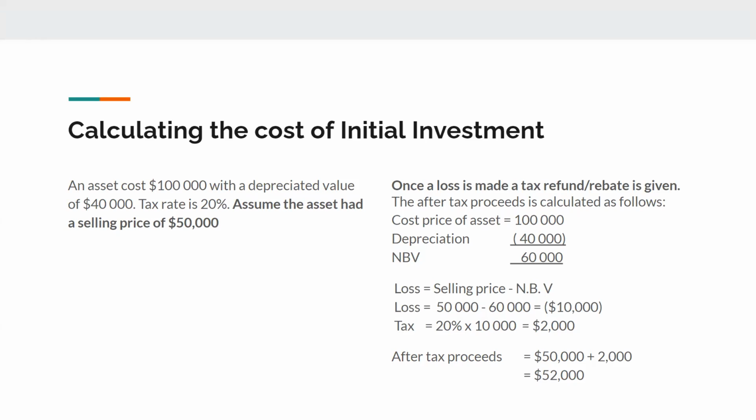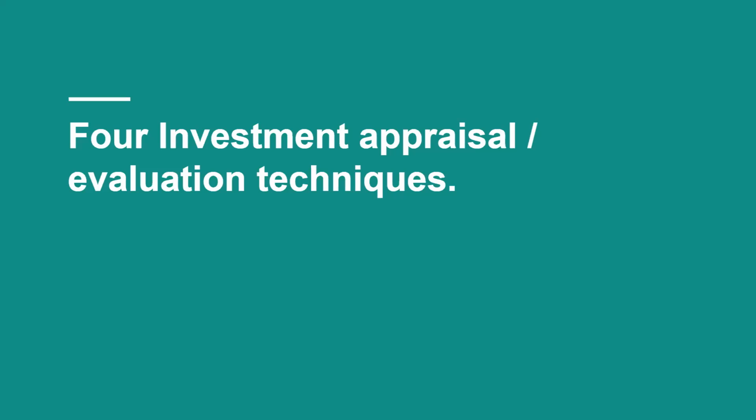20% of $10,000, right? That's the tax rate, is $2,000. Instead of subtracting that $2,000 from our proceeds, we will add that, right? Anytime a loss is made, we always do a tax refund or tax rebate, right? And this is what is going to be our after-tax proceeds, right? So that's just a bit on calculating initial investments, right?